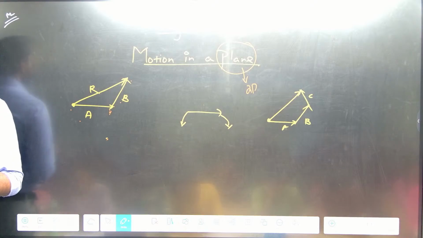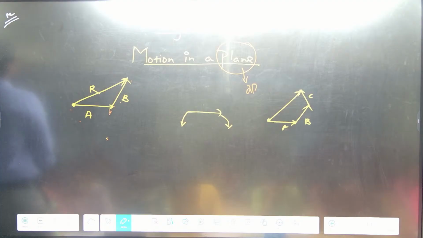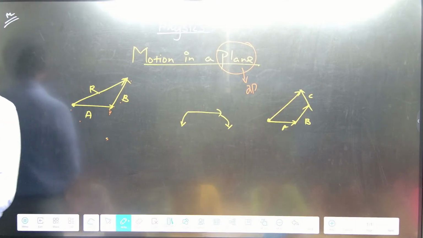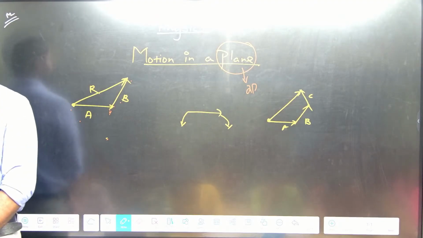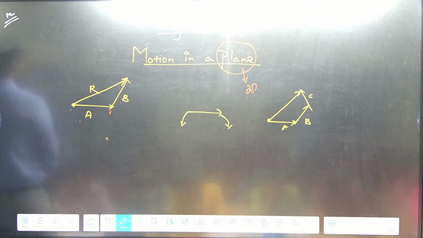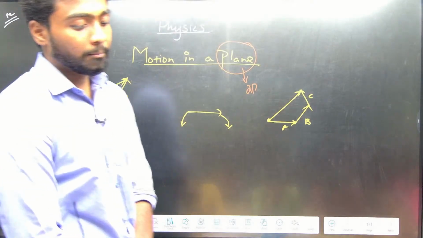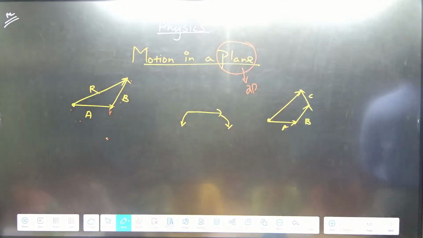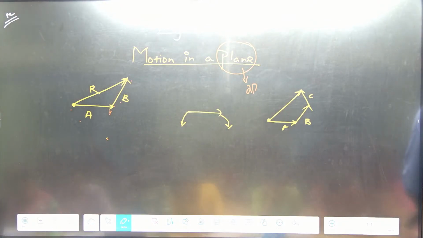Next point, to find the resultant vector, the resultant vector starts from the tail of the first vector and ends at the head of the last vector.